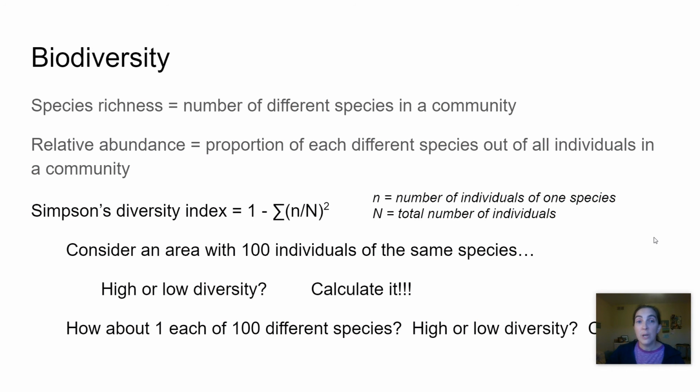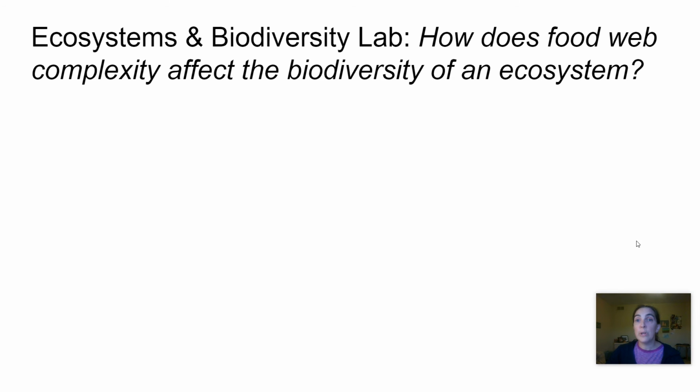For today, though, we are going to look at biodiversity in a little different way. We are going to be doing an online lab activity today, and the point of this is to answer this question. How does food web complexity affect the biodiversity of an ecosystem? So we're going to start looking at some of those interactions within a community and see how they affect the biodiversity of that ecosystem over time.